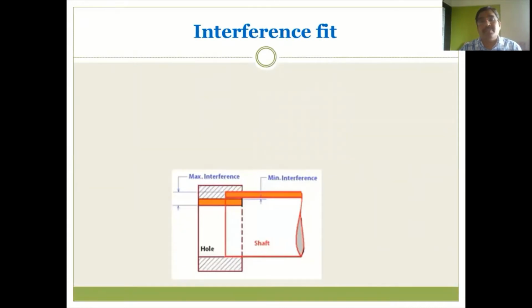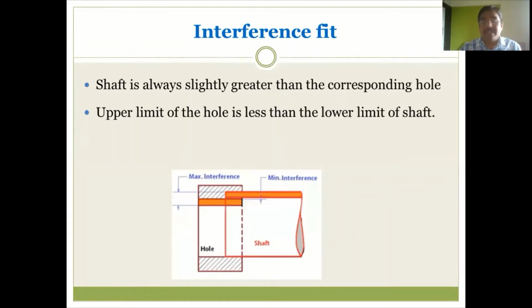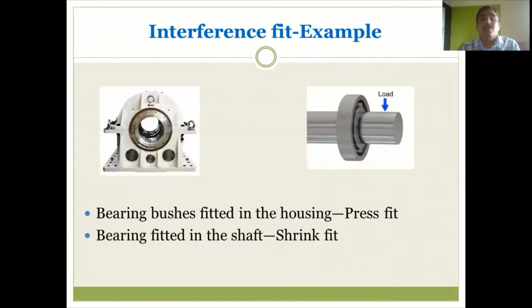Then the interference fit. In the interference fit, what happens, my friend? The shaft is always slightly greater than the hole, right? In this case, you can see the upper limit of this hole and this is the lower limit of the shaft. What it means is that the upper limit of the hole is always smaller than the lower limit of the shaft. So naturally, additional force is required.